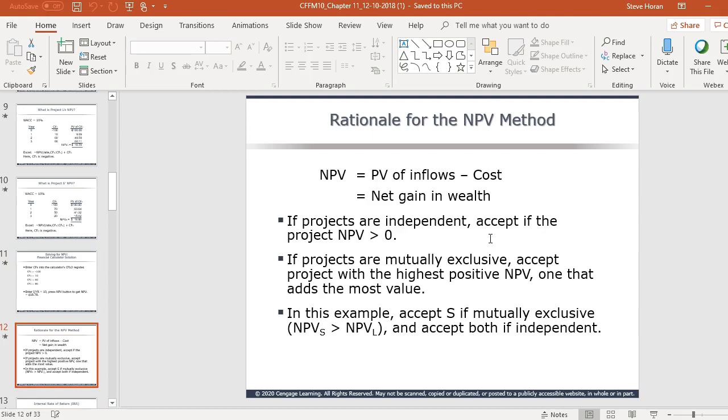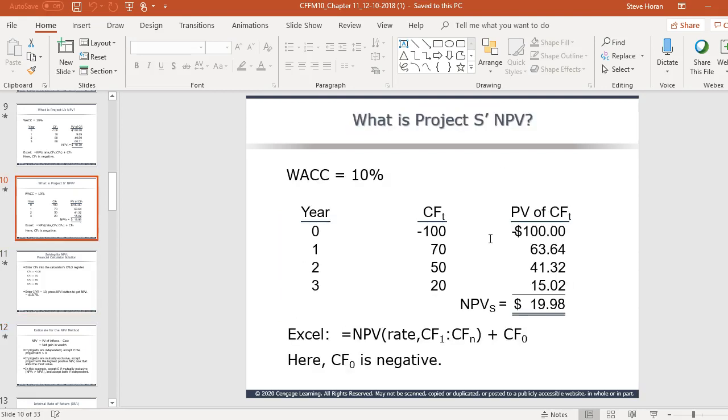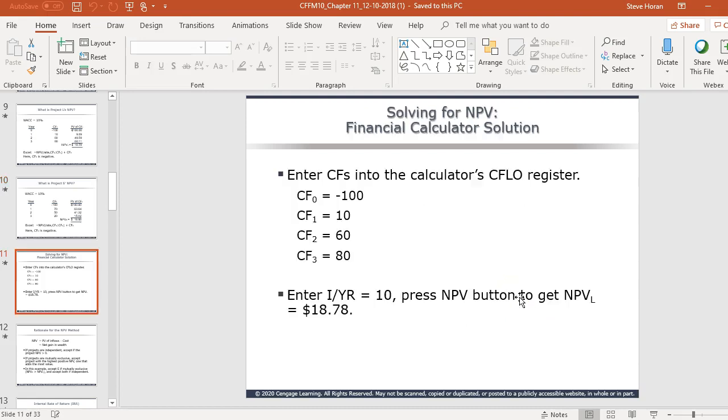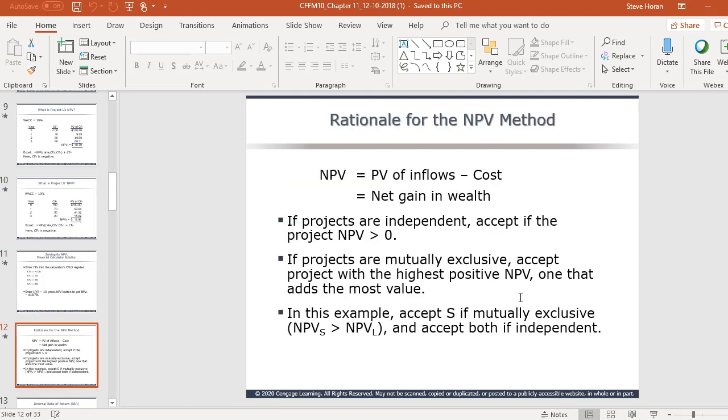Okay, so the rationale of the NPV method, I've pretty much already explained it, but we take the present value of all the cash inflows and subtract the cost. That's my net gain in wealth. So if I invest in this project, that's my net gain in wealth. If it was a $100 project, $19.98 over the next 3 years. If it was a $100,000 project, that's $19,980. So it's kind of a big deal. So what's nice about NPV is I know what that net gain in wealth is.